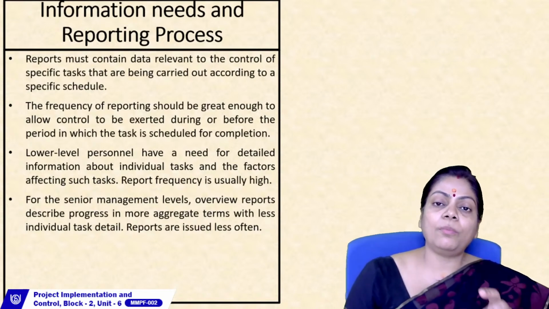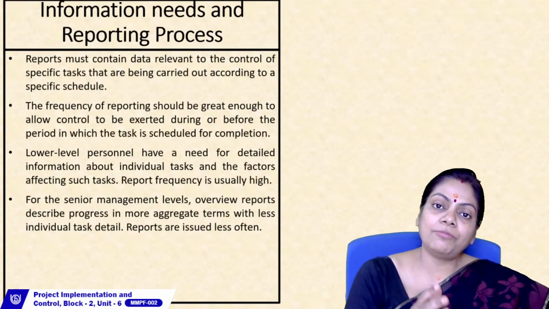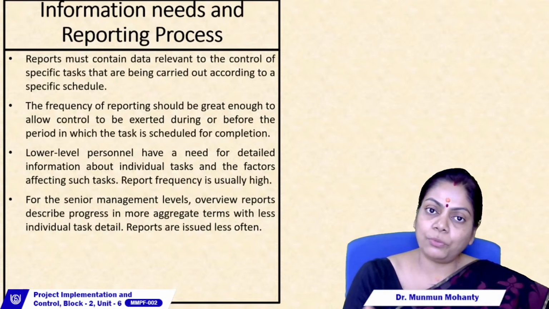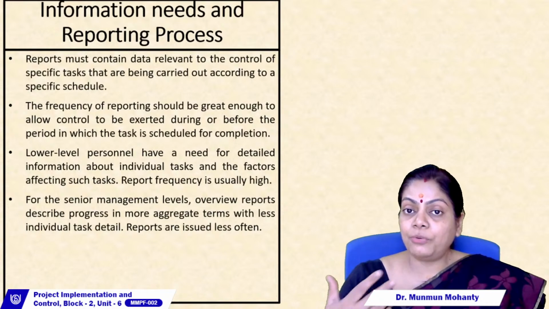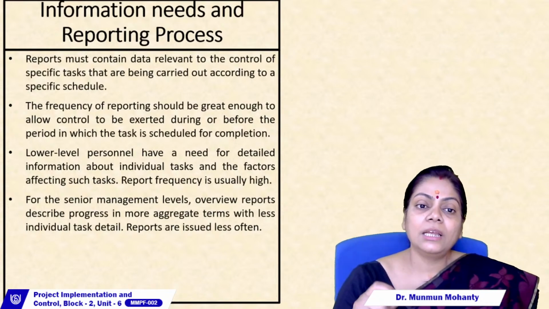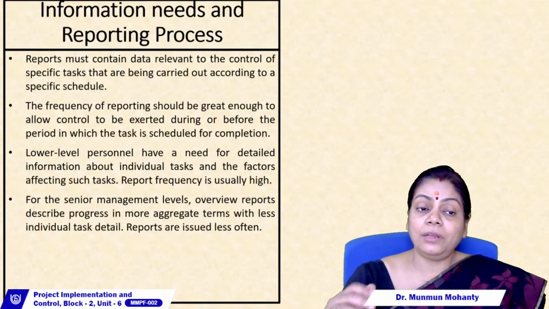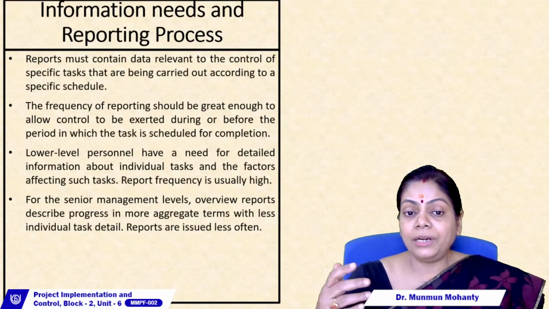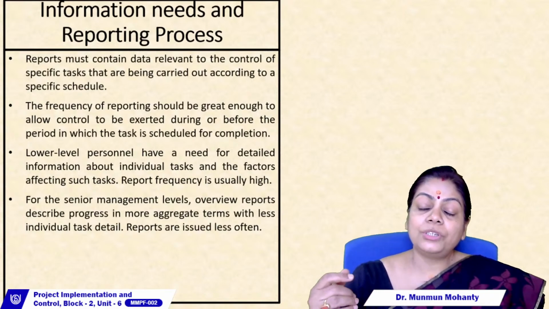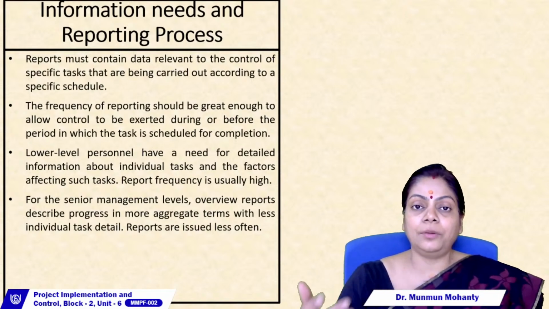So if you're talking about a task which is to be completed in 3 months, then you need to look at probably the fortnightly report. Even the monthly report is going to be quite late. So you can look at the weekly report, you can look at the fortnightly report. What should be the frequency of reporting for each of these tasks is very important. The lower level personnel will always require detailed information, so they will need fact reports whose frequency is really high. Probably you can talk about a daily report.